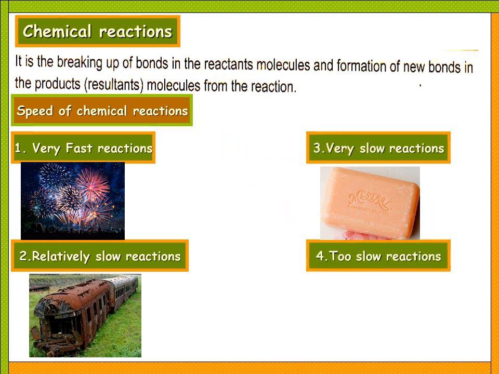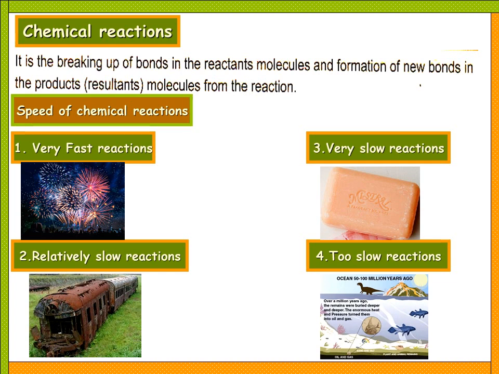And the last one is very slow reactions, like formation of petroleum oil under the earth's crust. It takes many years, even 100 years, and depends on the presence of high pressure and temperature acting on dead bodies and plant remains under the earth's crust for a long time. Okay, these kinds all have different times to happen. Okay, let's discuss.